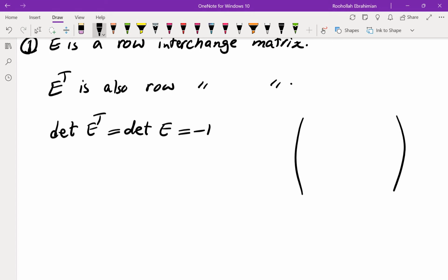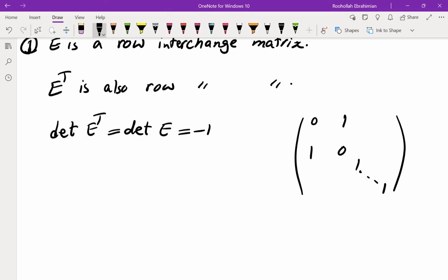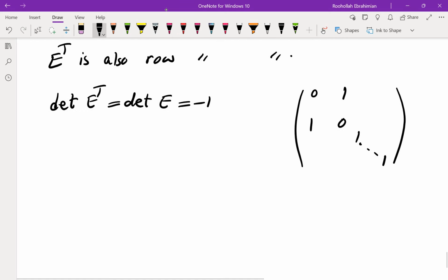So if you look at this one and you have, let's say you have a 1 here and a 1 here, and everywhere else is just the identity matrix. Then when you swap the first and second, when you look at the transpose of this one, you get the same thing. So it will be also swapping 2 rows. And it is always the case that if you have a row swap matrix, when you transpose it, you get also another row swap matrix.